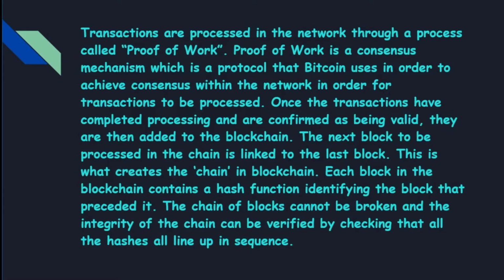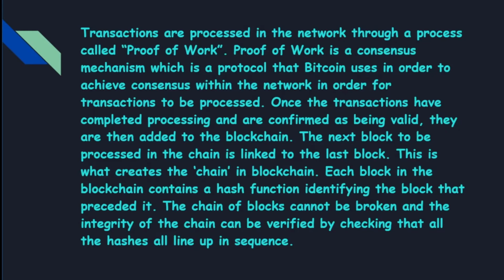Transactions are processed in the network through a process called proof of work. Proof of work is a consensus mechanism, which is a protocol that Bitcoin uses in order to achieve consensus within the network, in order for the transactions to be processed. Once the transactions have completed processing and are confirmed as being valid, they are then added to the blockchain. The next block to be processed in the chain is linked to the last block. This is what creates the chain in blockchain.